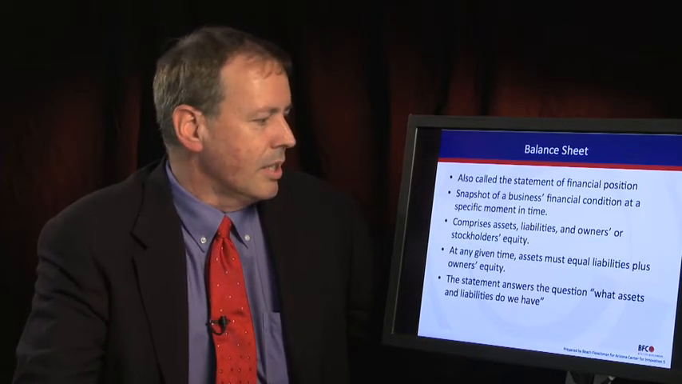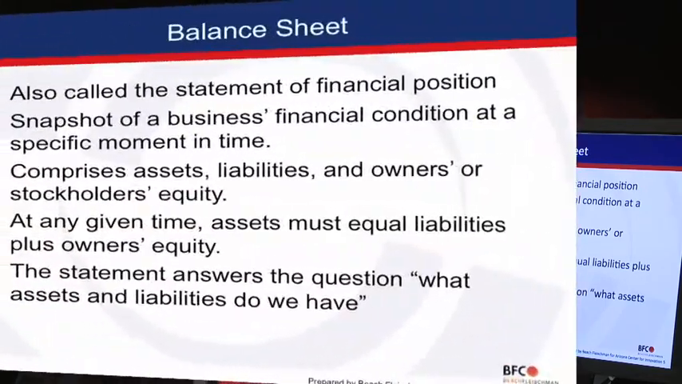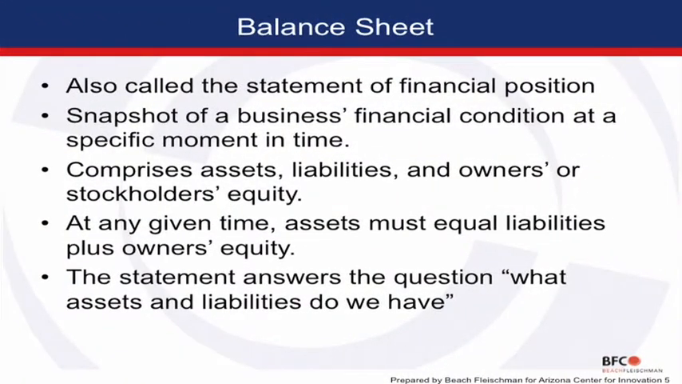It could be the retained earnings if you're a C corporation. It could be your capital accounts if you're in a limited liability corporation or a partnership. So at any given time, the assets must equal the liabilities and the owner's equity. That's how the balance sheet stays in balance. So basically, the balance sheet answers the simple question: what assets and liabilities do we have? And why is that important?